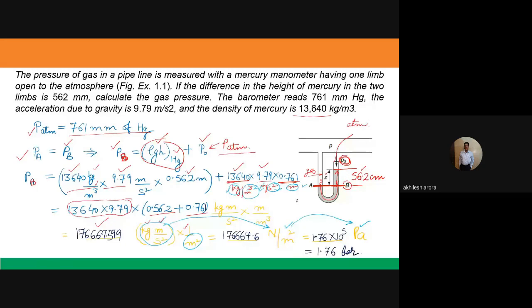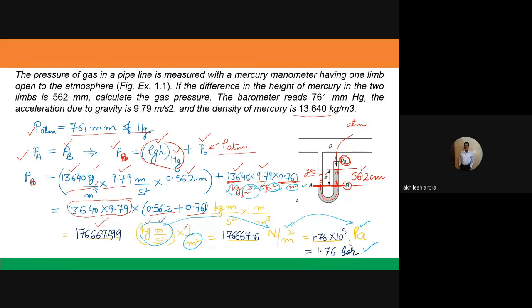And then if I divide this value in Pascal by 10 raised to power 5, I will get the answer in bar. So the pressure at B is 1.76 bar, and that is also equal to the pressure at point A, or that is equal to the gas pressure also. So this is how we have calculated the pressure.